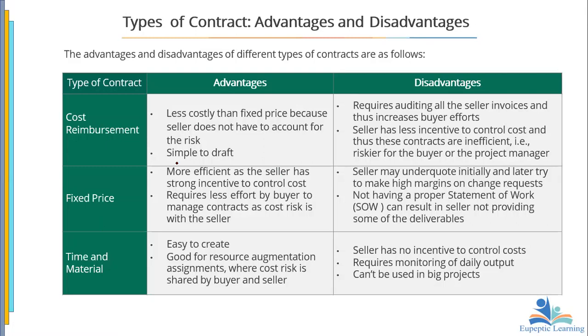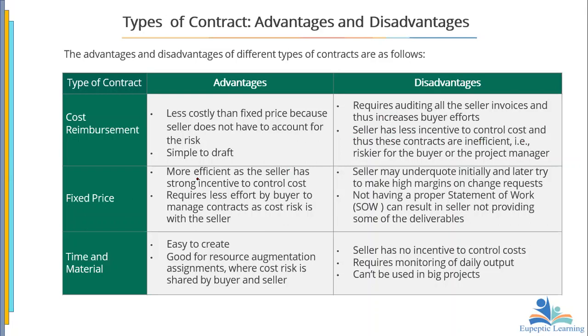The advantages and disadvantages of the types of contract here. We have seen that in some cases, for instance, cost plus is less costly, because the seller does not have to account for the risk. It's very simple. The disadvantage is that it requires auditing all the seller's invoices and thus increases buyer effort. Because if you are not careful, since you are going to pay for the cost, you don't really know the scope of the work and it's not so clear. The seller's invoices must be looked at. Then the seller doesn't have any incentive to control cost.